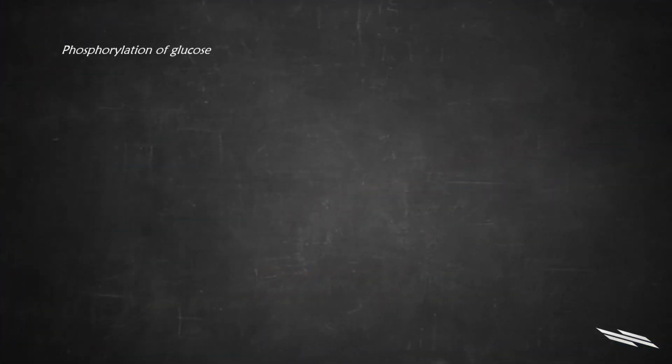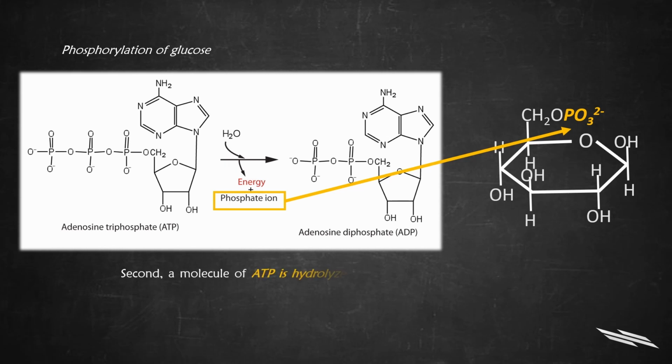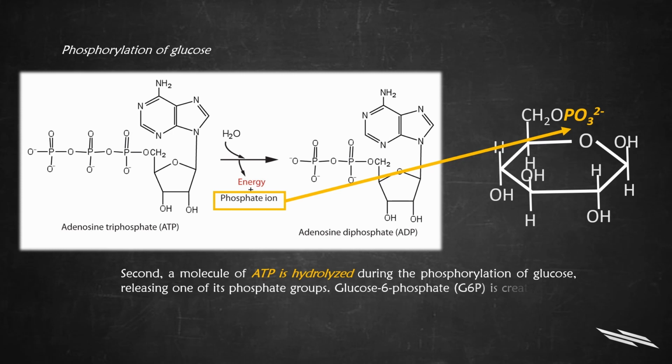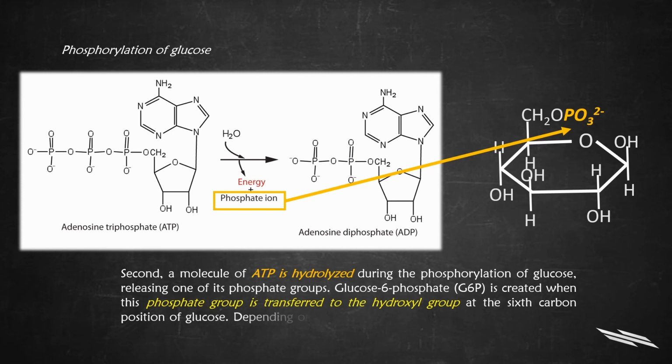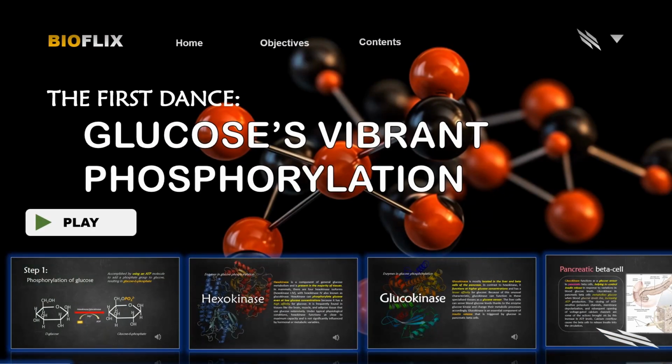Second, a molecule of ATP is hydrolyzed during the phosphorylation of glucose, releasing one of its phosphate groups. Glucose 6-phosphate, G6P, is created when this phosphate group is transferred to the hydroxyl group at the 6th carbon position of glucose. Depending on the tissue, either the hexokinase or glucokinase enzymes catalyze the process. In general, the phosphorylation of glucose by the enzymes hexokinase or glucokinase is what turns glucose into glucose 6-phosphate during glycolysis. This process controls metabolism, traps glucose inside the cell, and expends energy on the glycolytic route.